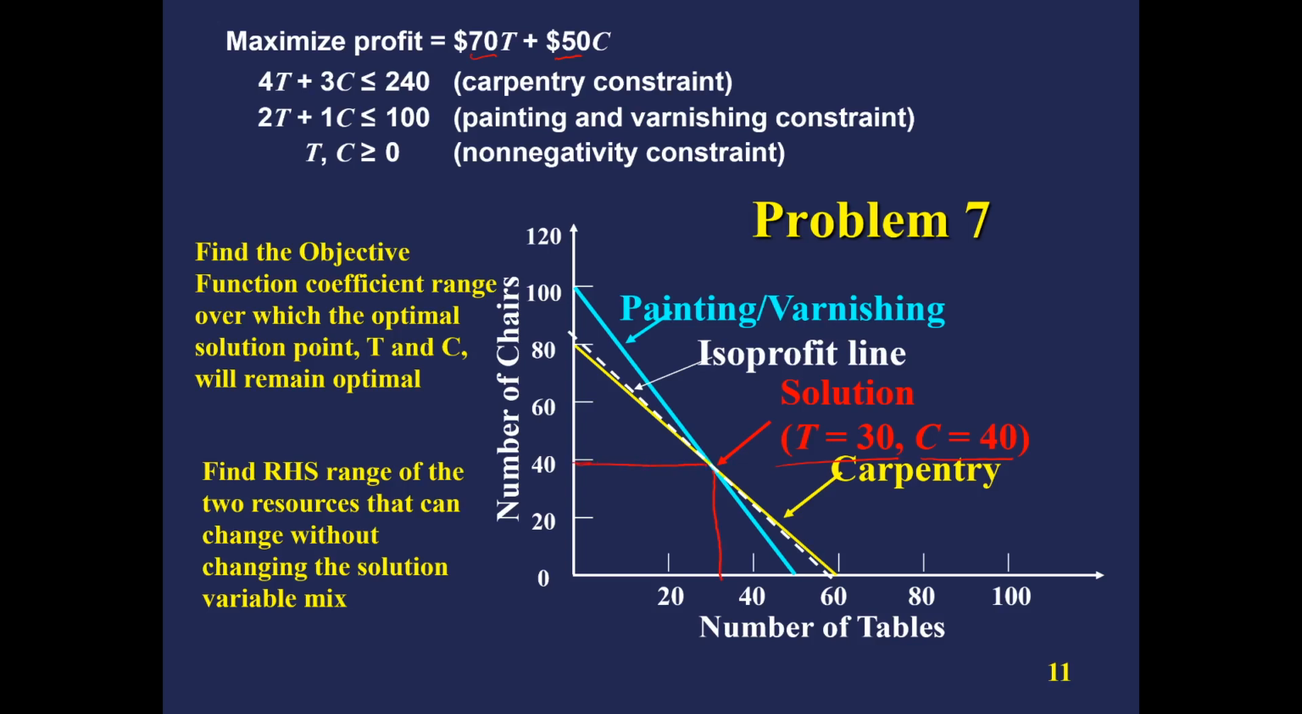corner point here. C is equal to 40 and T is equal to 30, this is T here and this is C. Alright. Now it says to find the objective function coefficient range over which the optimal solution point T and C will remain optimal, and find the right hand side range of the two resources. Let's go to the next slide and I will show you how to find the objective function coefficient range.